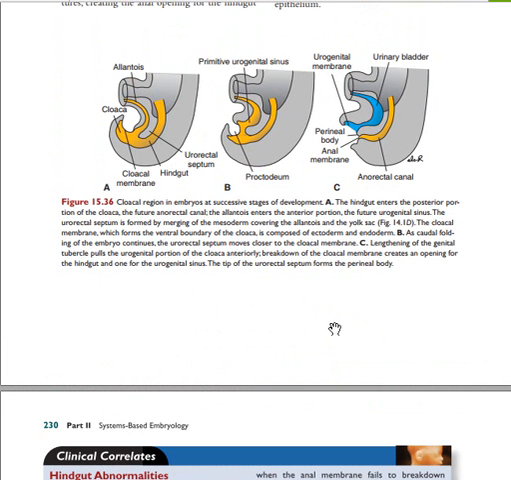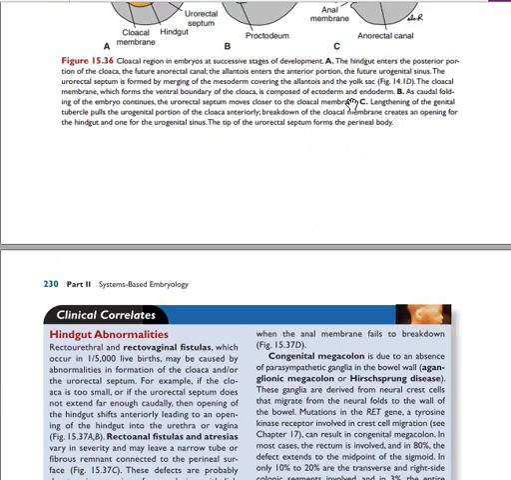Now this is still the hindgut. You have seen the hindgut here. This is the urorectal septum. This is the allantois, this is the cloacal membrane and all that. This is the urogenital membrane. You need to know that the cloacal membrane is going to divide into two. It's going to produce the urogenital membrane and the anal membrane. Is it clear? With the anorectal canal and the perineal body from the urogenital membrane.